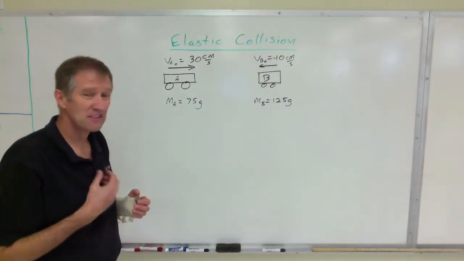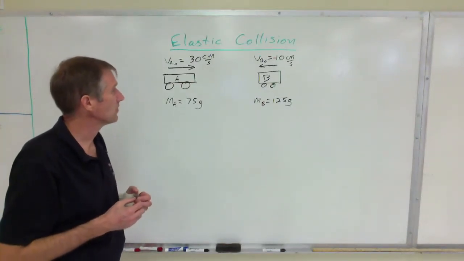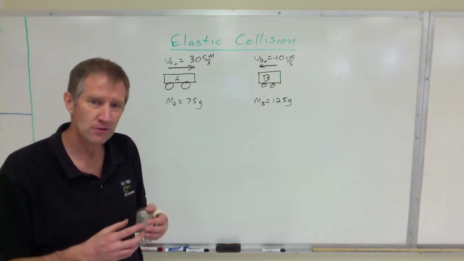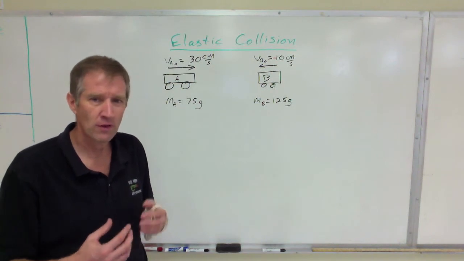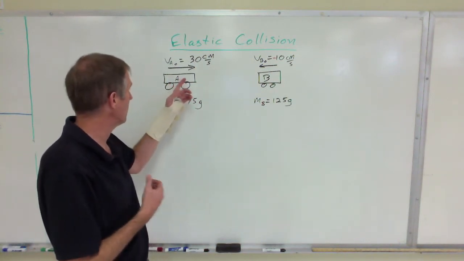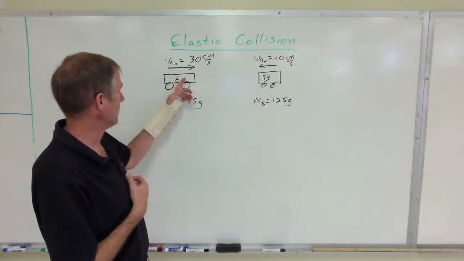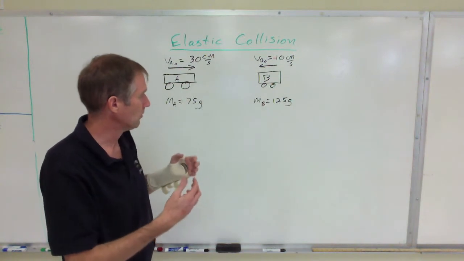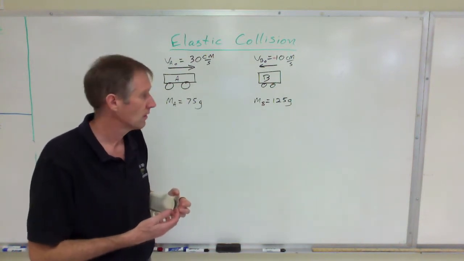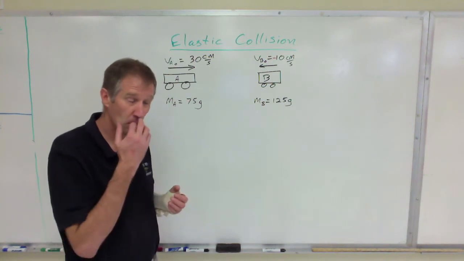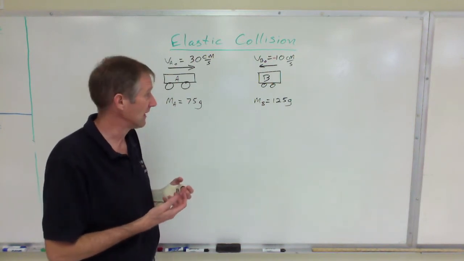We have an elastic collision. An elastic collision is one in which kinetic energy is conserved for the entire system before the collision and after the collision. So if you calculate the kinetic energy of cart A and the kinetic energy of cart B before they collide, whatever that number is in joules will be the same total number after the collision. That's what it means to have an elastic collision.